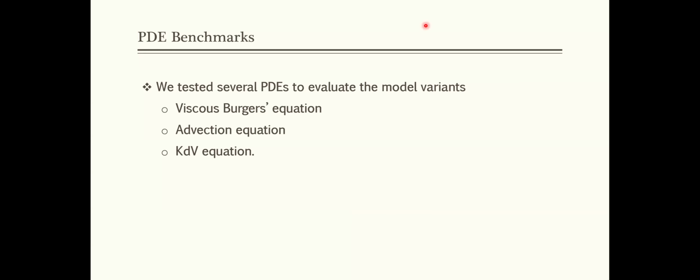Thank you. Okay, I think we can now proceed to some results, including our results on the viscous Burgers equation, advection equation, and KdV equation. Okay, first, let's look at Burgers equation with viscosity 10 to the minus 3. In this PDE, we'll consider periodic boundary conditions, and the initial conditions are sampled from a Gaussian random field.